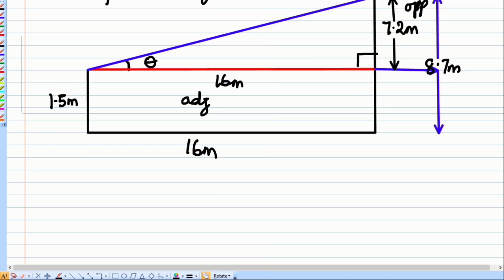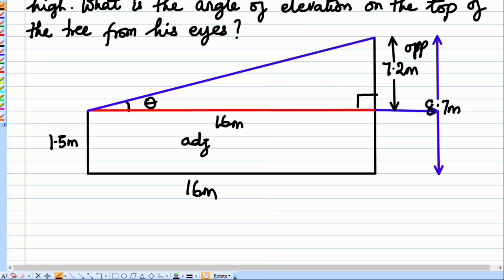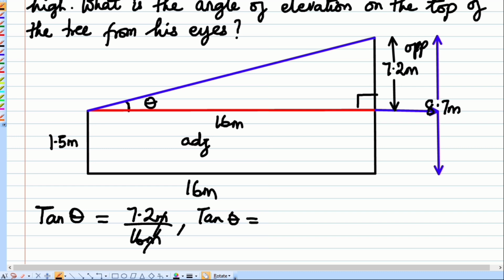So let's go ahead and solve. So we have opposite and we have adjacent. That will be tan as well. So we're going to say that tan theta is equal to the opposite, which is 7.2 meter, divided by the adjacent, which is 16 meter. So you see that the meter will cancel. We'll have our tan theta equal to 7.2 divided by 16, which would give us 0.45. Now we have tan theta equal to 0.45, but we're looking for theta, which is the angle of elevation.